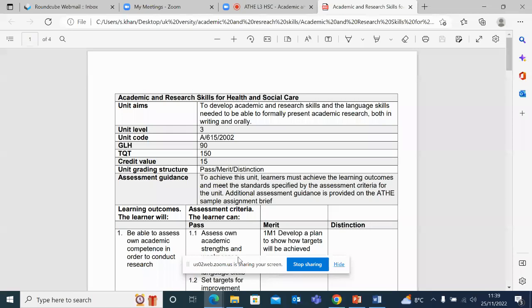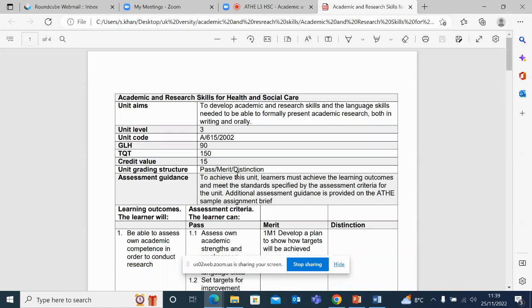So this is the module we're doing today. It's the academic and research skills module for health and social care. Yeah, yesterday they showed this to us. Oh, have they shown this to you yesterday? Yeah, this page, yes. Okay, so I won't go through it that much today with you. I'll just give you a bit of an overview, okay?